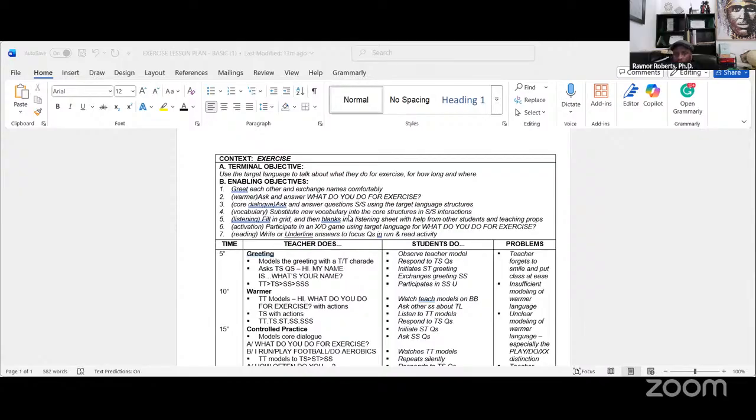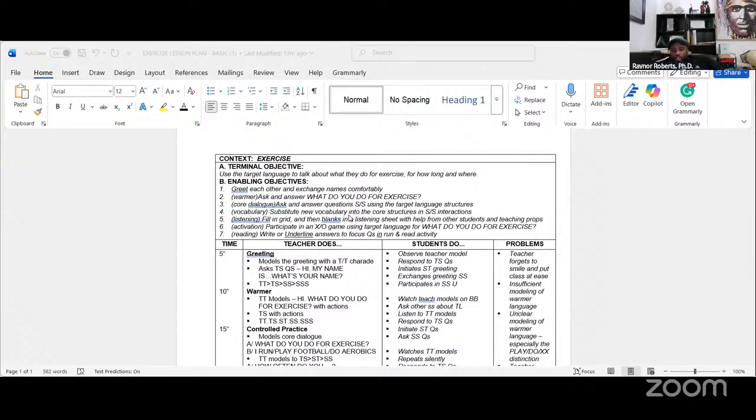Participate in an XO game using target language. What do you do for exercise? Write or underline. Notice write or underline, that's specific, right? Underline answers to focus questions and read activity.